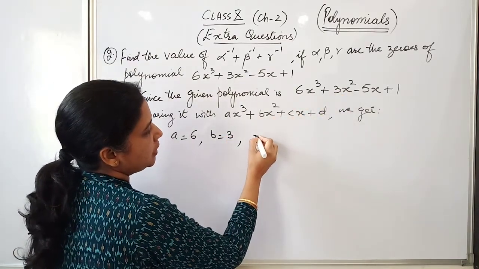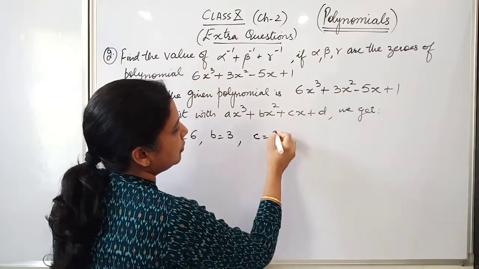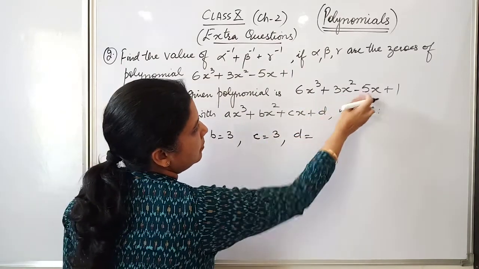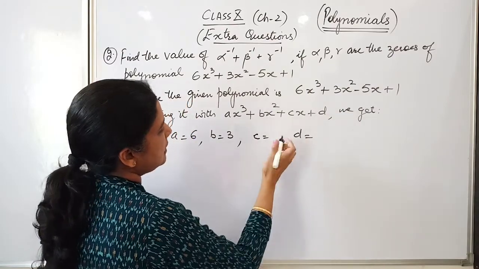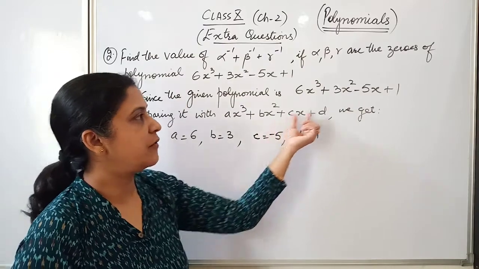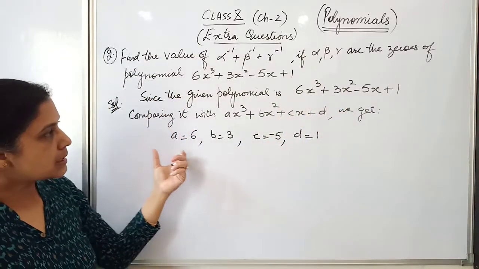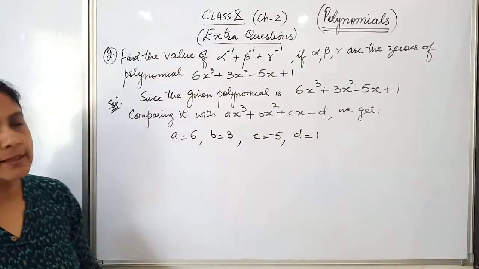The coefficient of x, that is c, will be compared with minus 5, and d will be 1, because c is the coefficient of x only. So I am comparing c with minus 5. So these are the values of a, b, c and d.